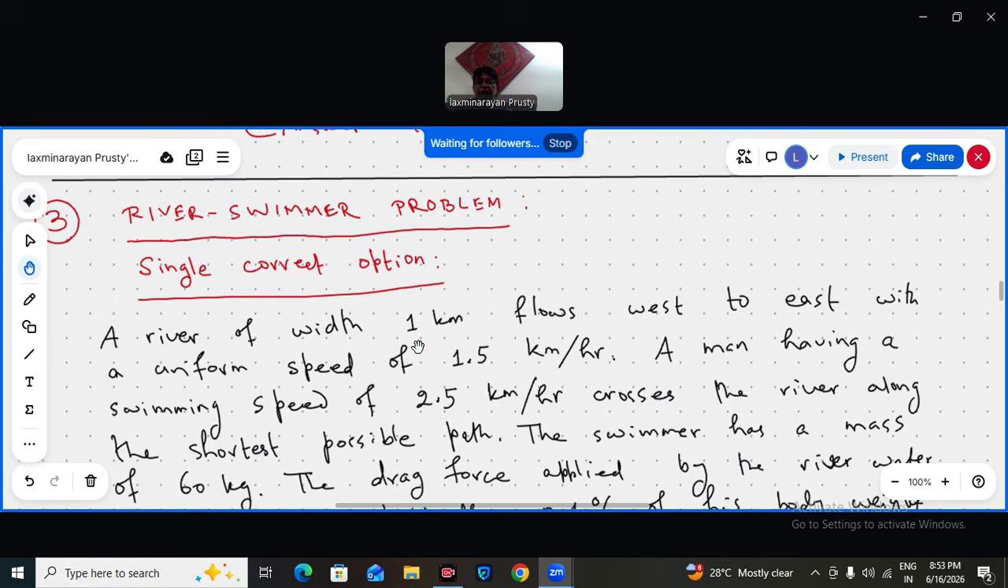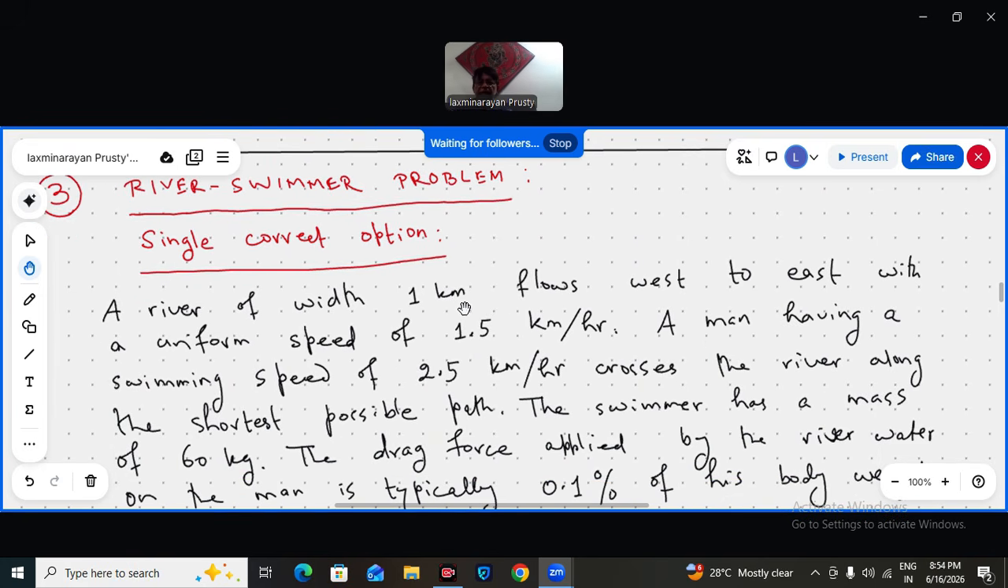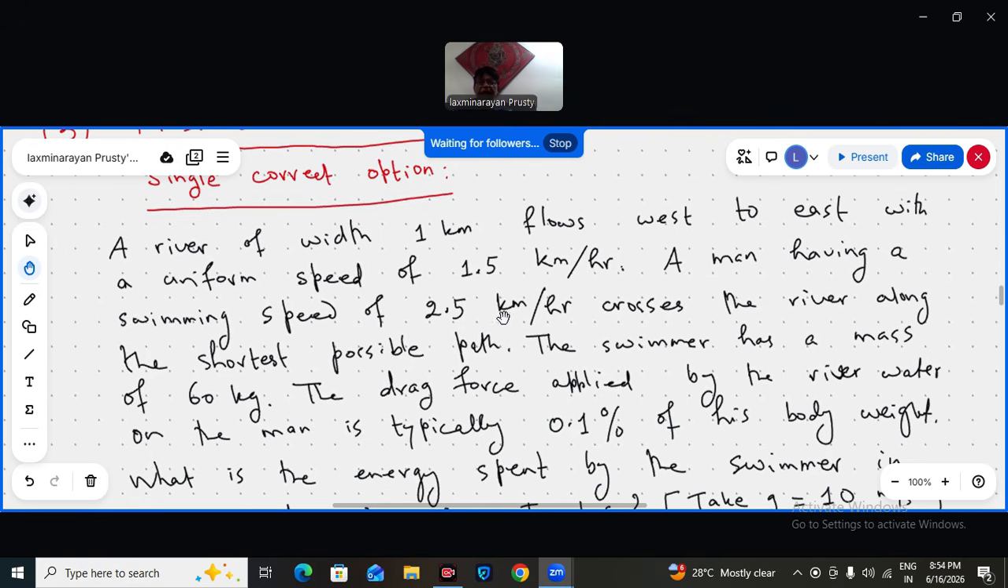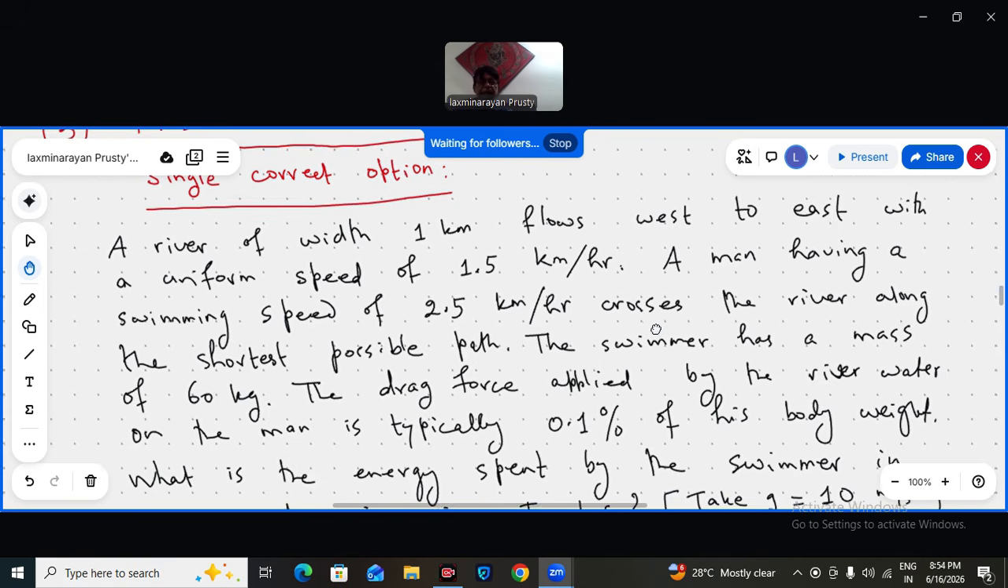A river of width 1 kilometer flows west to east with a uniform speed of 1.5 kilometer per hour, typical value. A man having a swimming speed of 2.5 kilometer per hour crosses the river. I don't have to say with respect to what: swimming speed means swimming with respect to the river. In any direction the swimming speed is unchanged. So 2.5 kilometer per hour is the swimming speed of the man.